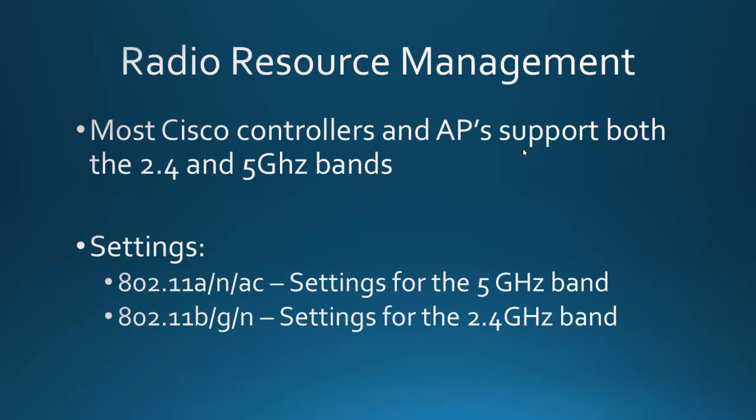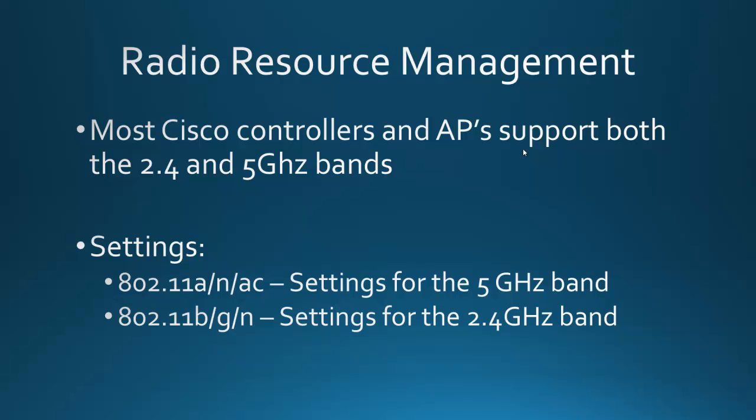Alright, so radio resource management. Most Cisco controllers and access points support both the 2.4 and the 5 gigahertz bands, and you can support them both at the same time if you like. In our lab, when you start playing with the 1250 access points, you have to slide the radio in, and there are two different spots where you can put two different radios. So you can actually put in a 2.4 and a 5 gigahertz band radio.